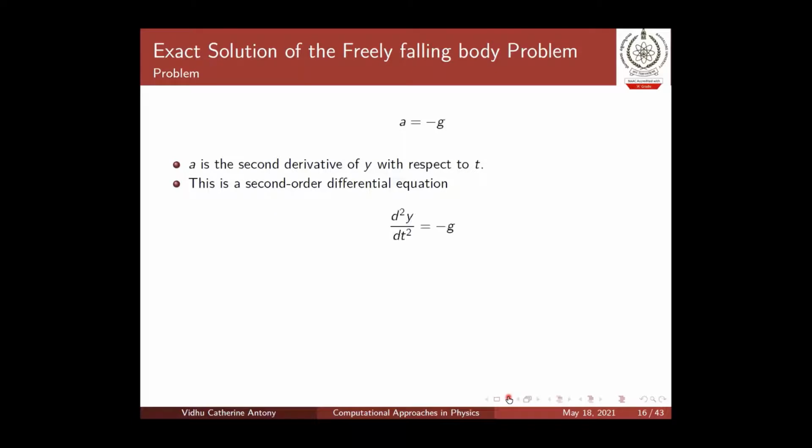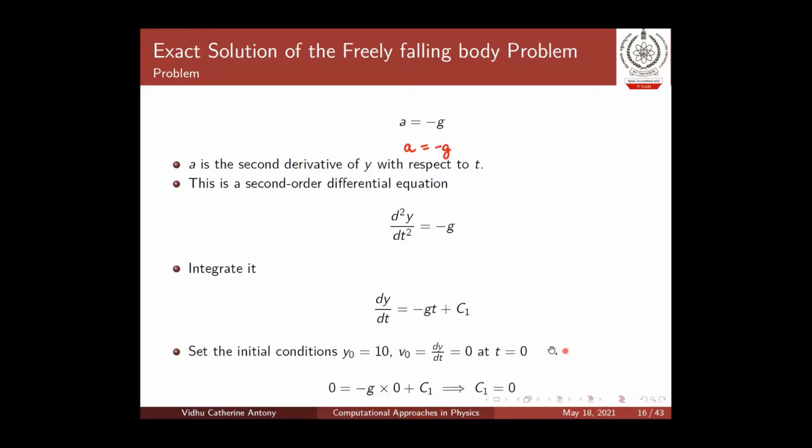Okay, so let's look at this. We discussed this is a second order differential equation. You had an a here, but you're going to put that as minus g. Now, this is basically you getting the exact solution of the problem. What was the differential equation we talked about? We talked about a equal to minus g, right? So you can write this as a second order differential equation, d squared y by dt squared, equal to minus g. You integrate the second order differential equation, and then you substitute the initial conditions.